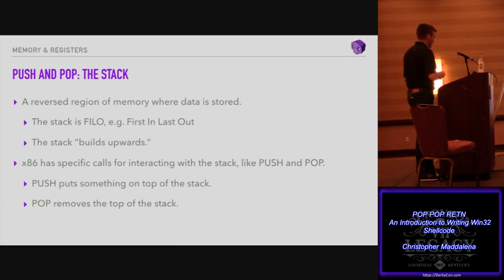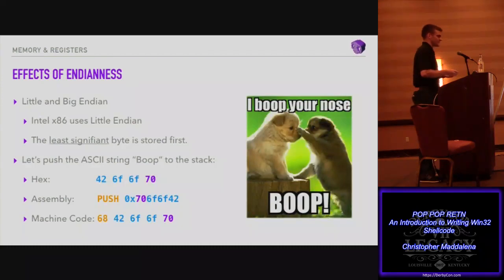The last thing we need to worry about with memory is endianness. With Intel x86, we're going to be dealing with little endian, which is just the order of the bytes that we're going to be putting into memory. To give you an easy example, if we're going to be pushing, say, the string boop to the stack, we have 4 characters, and in 32-bit we push our strings as 4 character pieces. This is just 4 characters, so really easy.